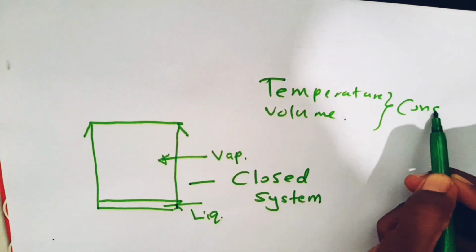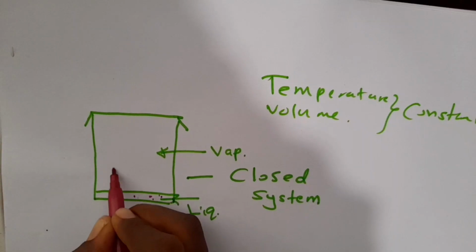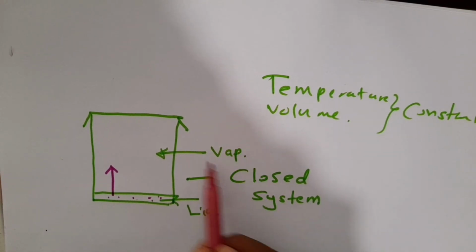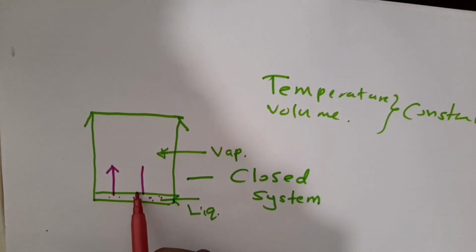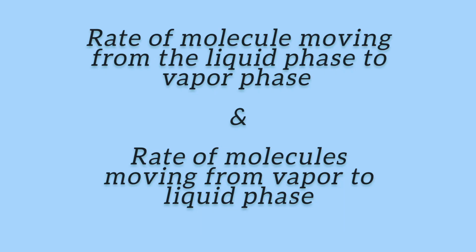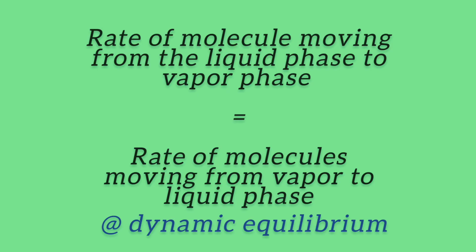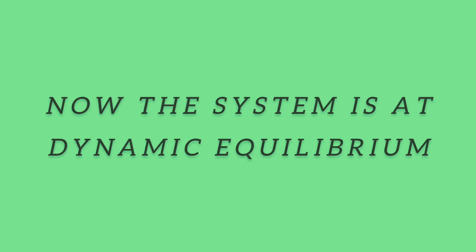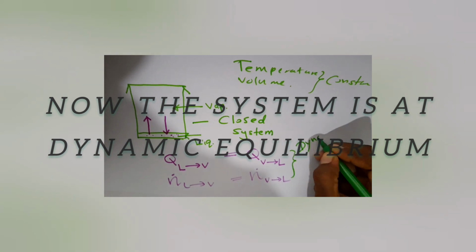Now these molecules of the liquid phase are moving to the vapor phase, and also molecules present in the vapor phase are moving into the liquid phase. With time, these rates, what rates? The rate of molecules from liquid to vapor phase and the rate of molecules from vapor phase to liquid phase, those rates become equal with time. That means the number of molecules leaving is equal to the number of molecules arriving for both phases. So now we can say this system is at dynamic equilibrium.